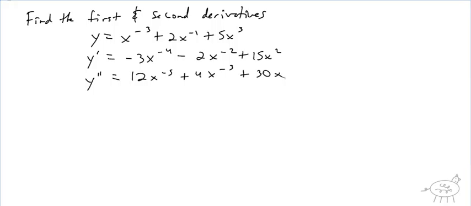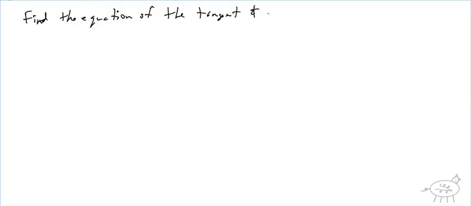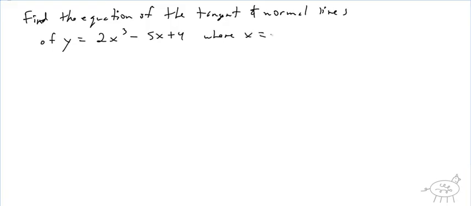Just, again, you got to follow your rules. Let's try another problem here. Find the equation of the tangent and normal lines of y equals 2x cubed minus 5x plus 4, where x equals negative 3. All right, so it's really easy. The first thing I need to do, math fans, is I need to get a slope of that tangent line at x equals negative 3.